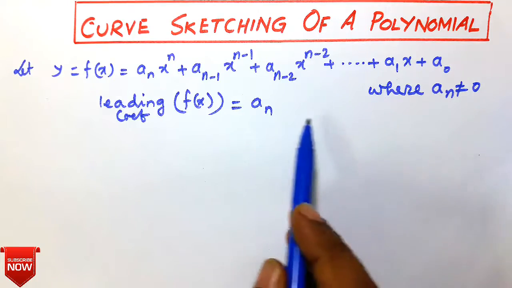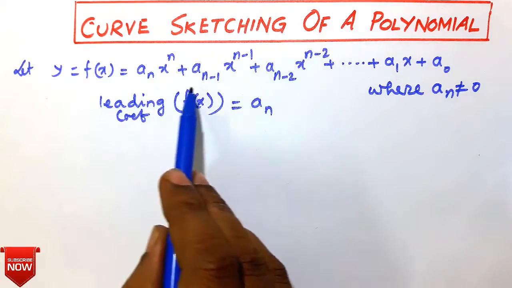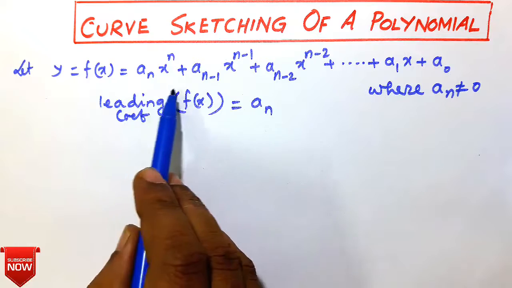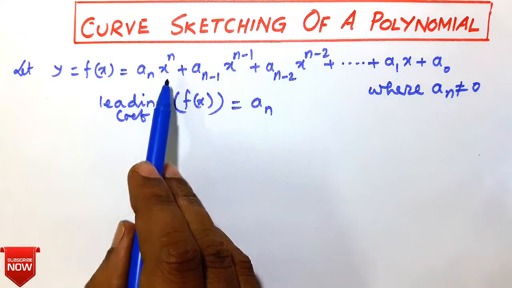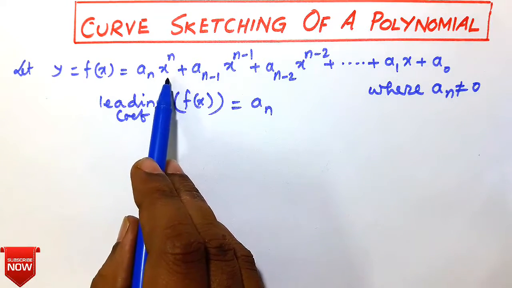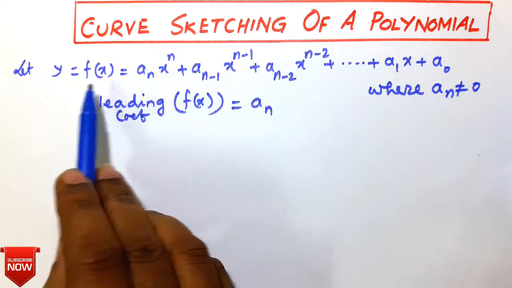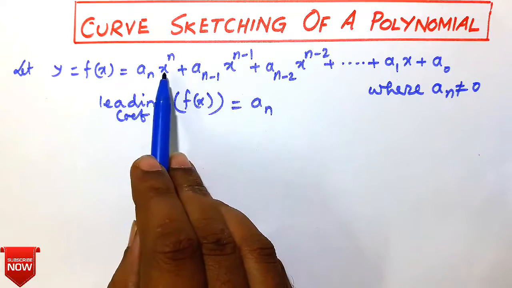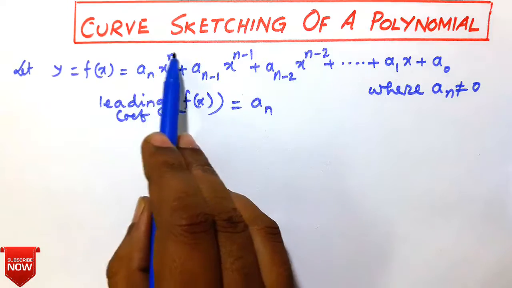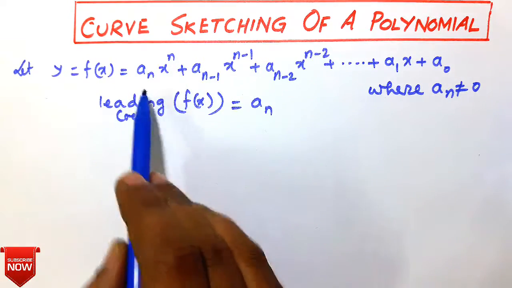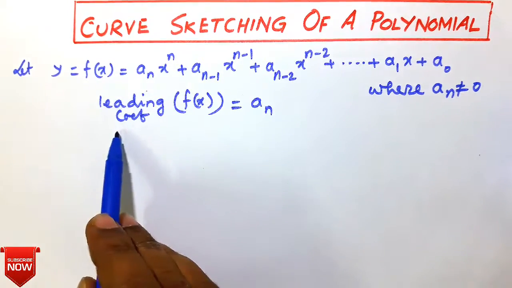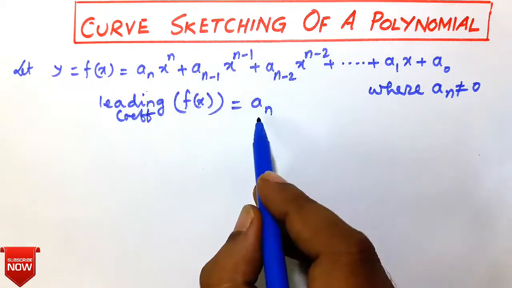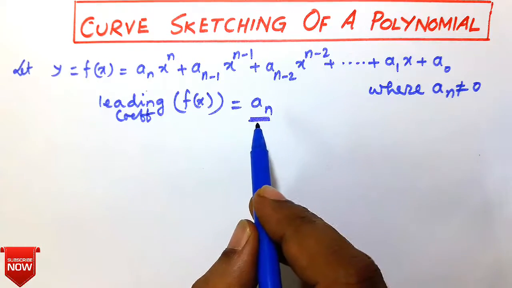Here you see, what is the degree of this polynomial? The degree of this polynomial is n. That is, the maximum power of the variable is n. And the coefficient of x to the power n, that is a_n, is known as the leading coefficient.